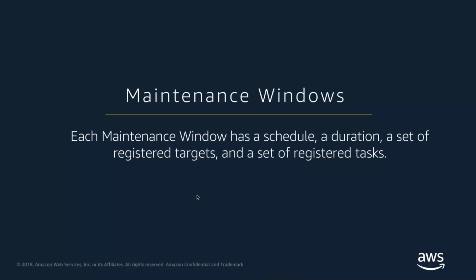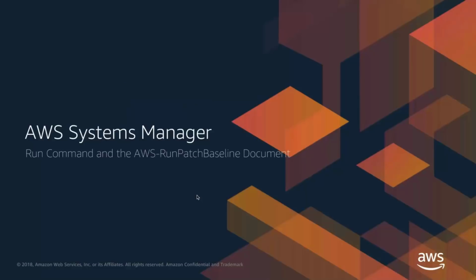To understand how that all works, we need to get into a little bit of the actual task logic itself. We need to understand a bit about Run Command, which is an intrinsic capability that's built into Systems Manager, as well as the Systems Manager document called AWS Run Patch Baseline, which makes all of this possible.